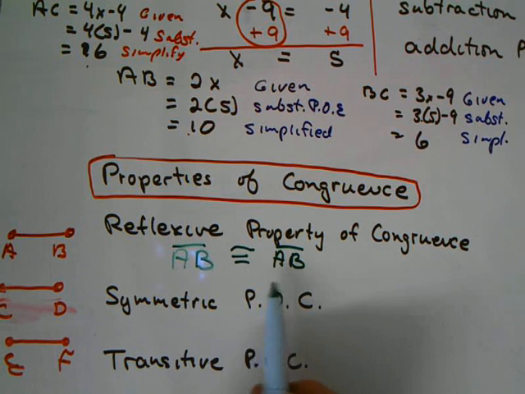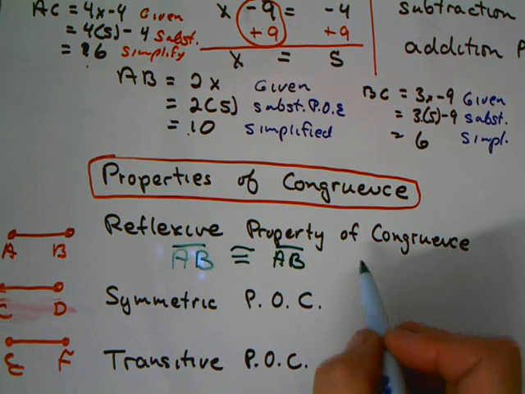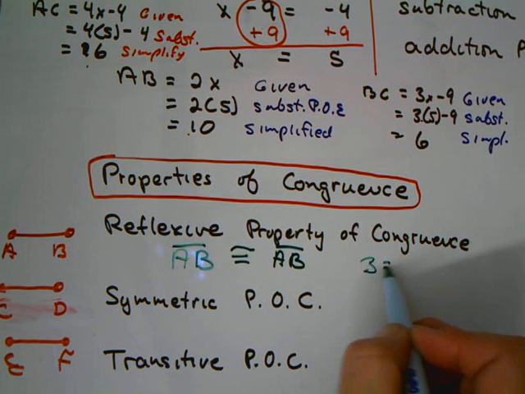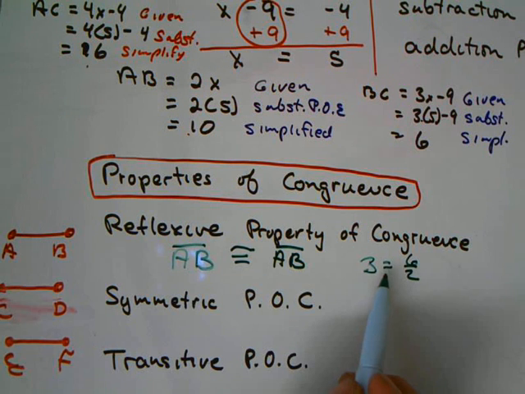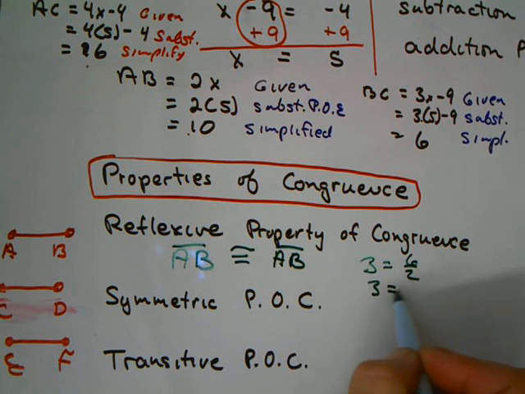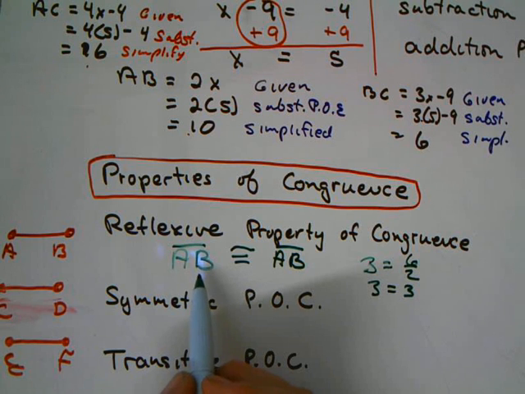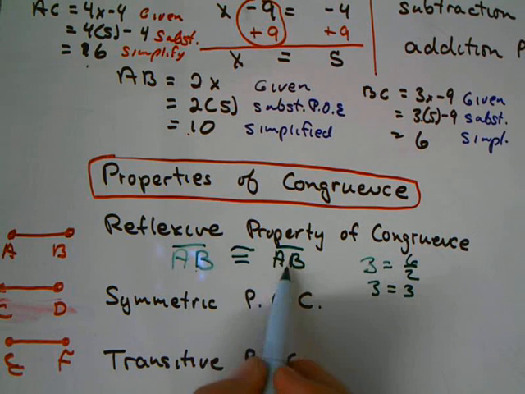We have reflexive properties of equality too, if you were to say something like 3 equals 6 halves. It's really the same value on each side of the equal sign. So reflexive property of equality with the equal sign, or you might have 3 equals 3. Reflexive property of congruence, when you have the same thing on each side of a congruent symbol.